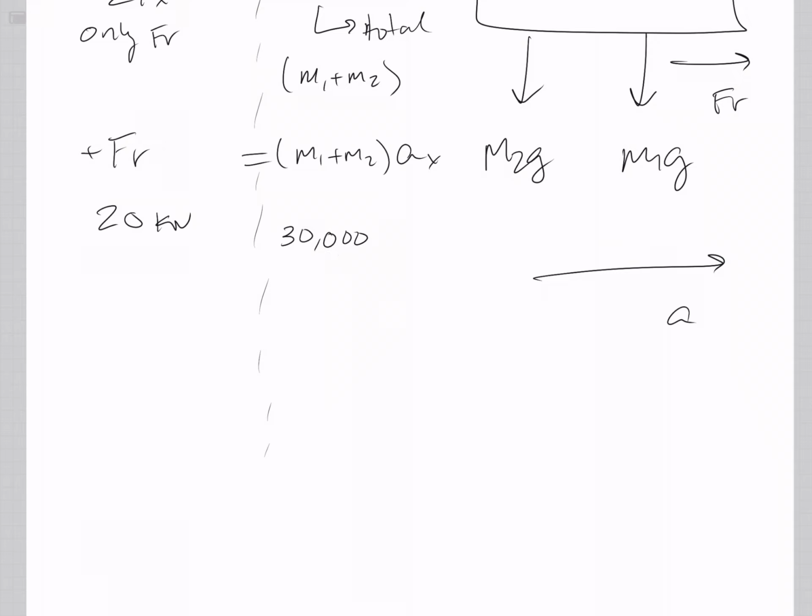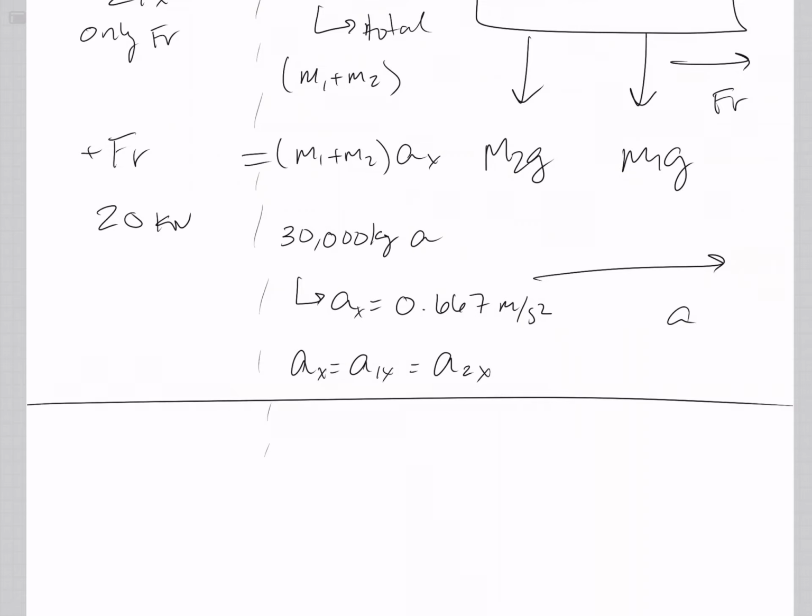So 20 kilonewtons equals 3,000 kilograms times A. And therefore, A is equal to 0.667 meters per second squared. And we know because of the connection of block 1 and block 2 that the acceleration in the x direction that we just solved for equals the acceleration of x1 and x2, because there's not a relative acceleration between block 1 and block 2.